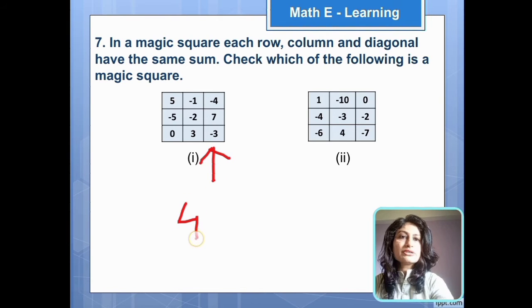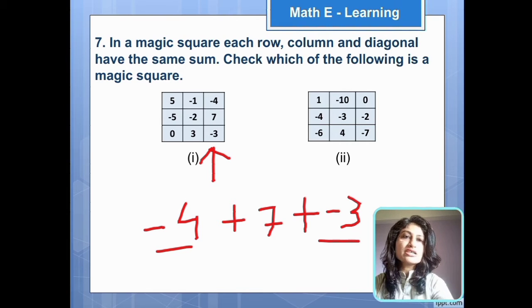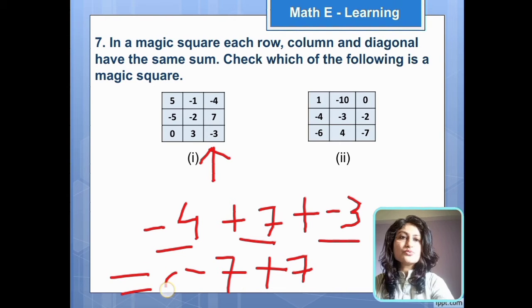Minus 4 plus 7 minus 3. Minus minus becomes plus. So 4 plus 3 is equal to 7. But here both integers are negative. So the answer is negative. Now we write plus 7. 7 minus 7 is equal to 0. The sum of the third column is also 0.